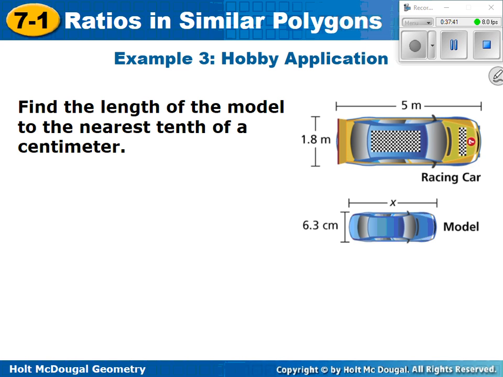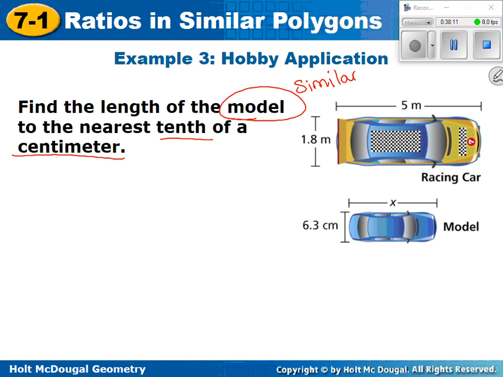Same thing with a model car. If you have a little model car that you've had as a kid, and then you have a real car, if it's really a scaled version of that car, it's got a similarity ratio, okay? And so that's what this is all about. So it says find the length of the model to the nearest tenth of a centimeter. If it's a model, they are telling you that the two shapes are similar. When they talk about model cars or model airplanes, they're similar. They have been created with the exact ratio.